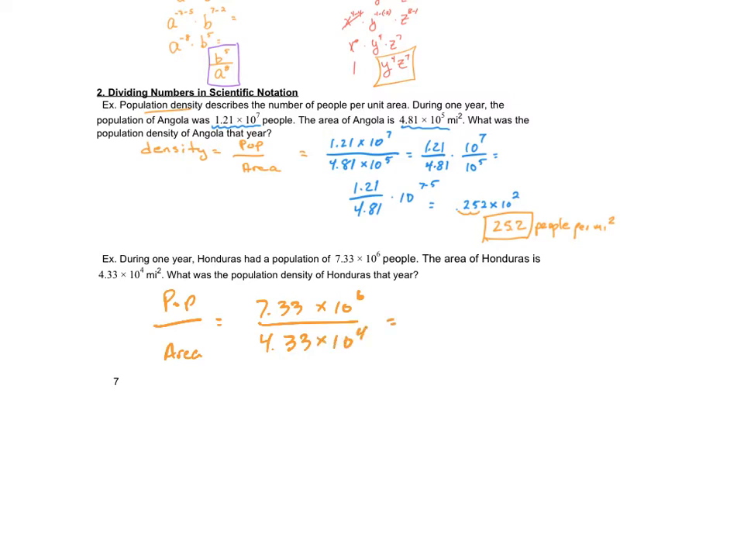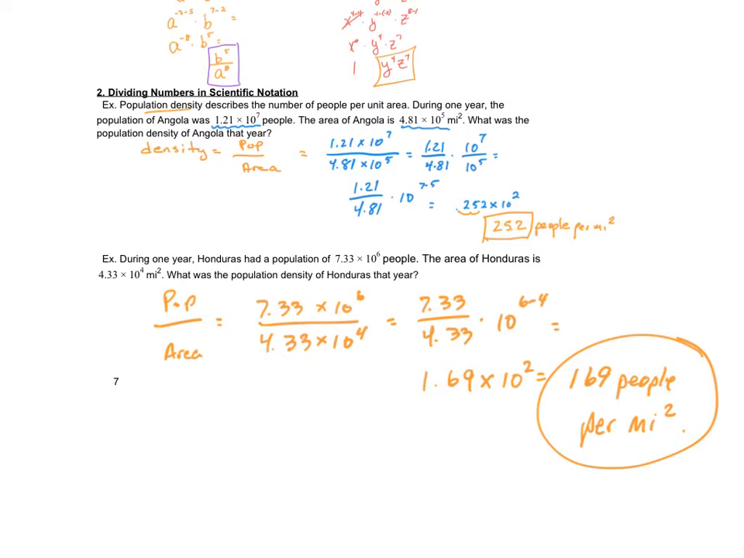All right, so we end up with 7.33 divided by 4.33 times 10 to the 6 minus 4. That's going to give us 1.69 times 10 to the second, which is going to be equal to 169 people per square mile. Okay, so there we go, in context, being able to use that scientific notation using the division property of exponents, and we're able to come up with these examples.